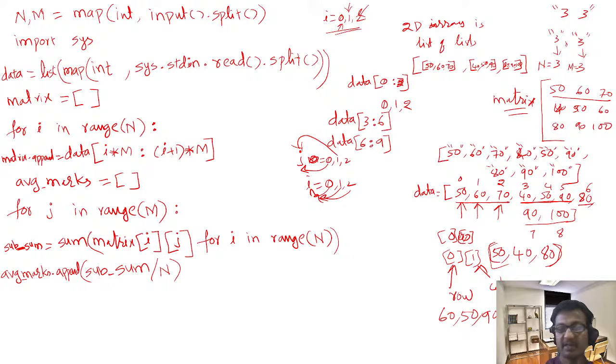Okay, so quickly we'll execute this and test our logic, or our program, with the available data. So we'll go back to the online compiler.